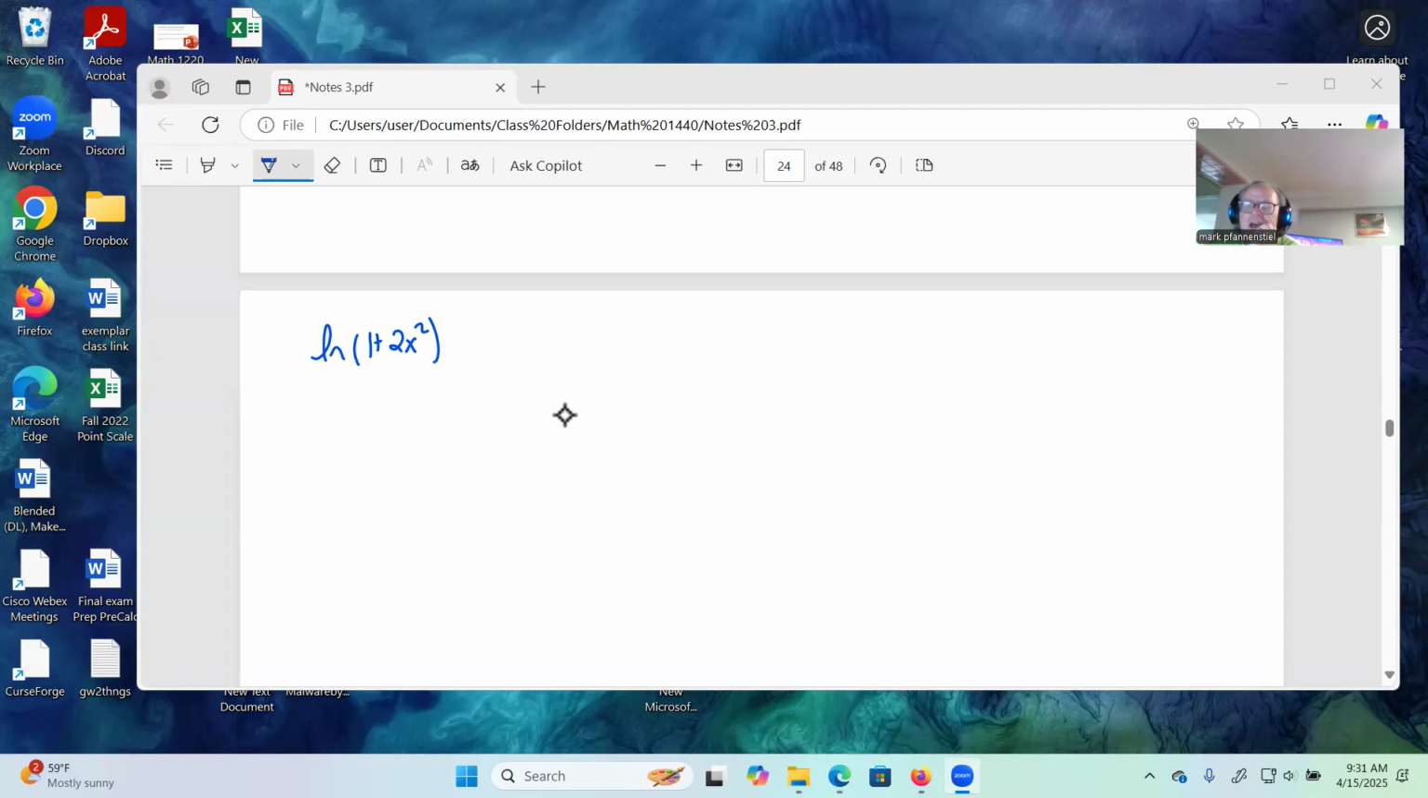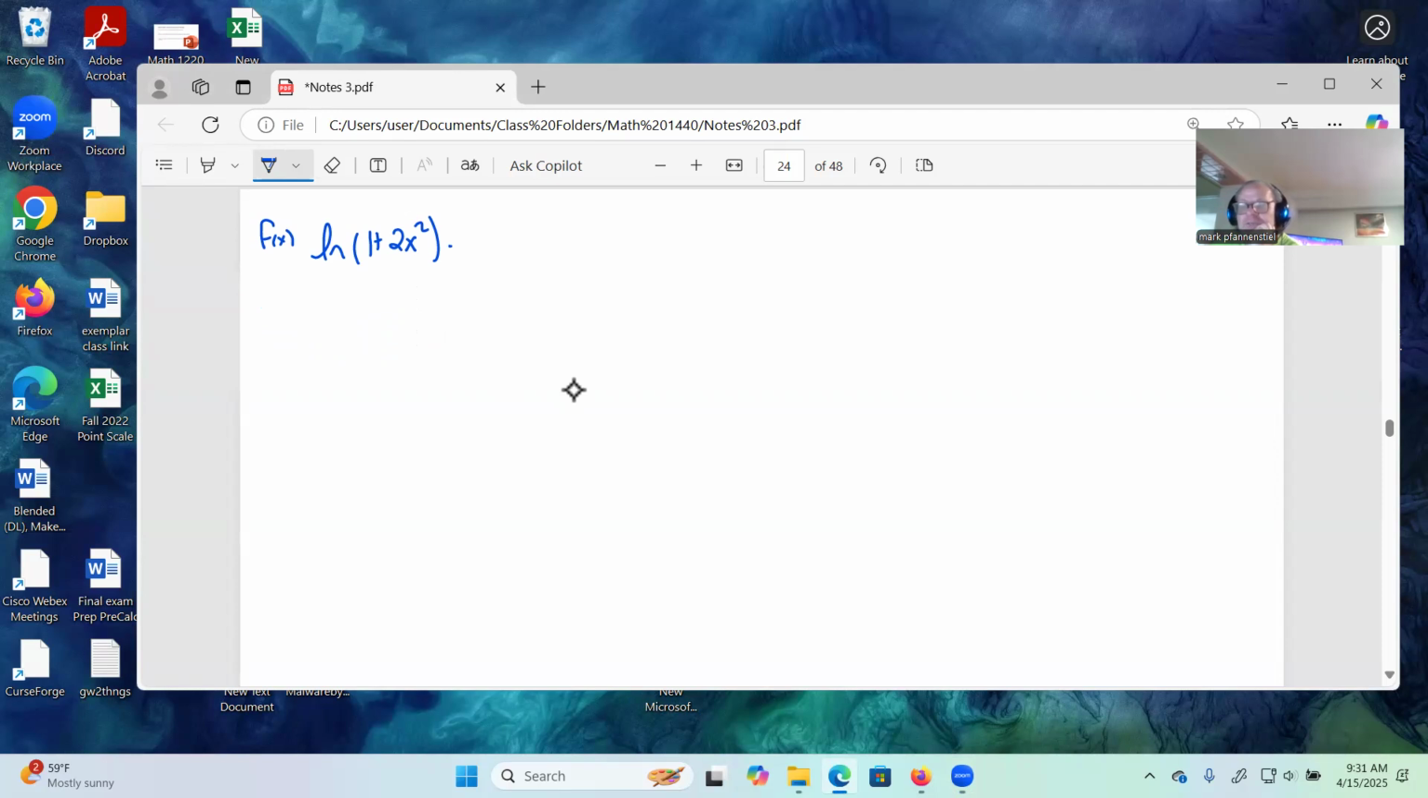On this problem, we are to construct a fourth degree Taylor polynomial for the function natural log of 1 plus 2x squared. So this one's going to be a bit of a doozy, and we're just going to go through and start this one. So the first thing we have to do is take a bunch of derivatives.